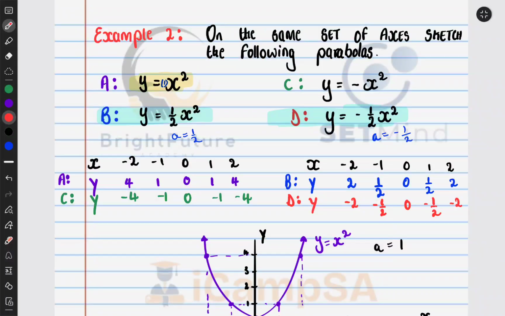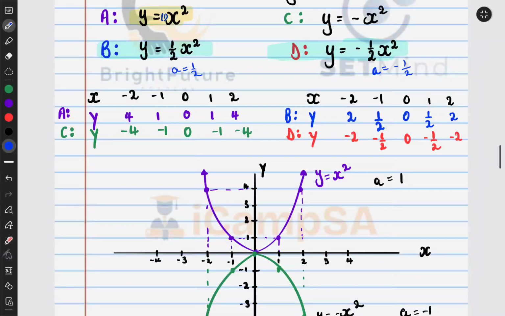Okay, and then from there, let's go ahead and plot these functions. Start with the function of b, where x is negative 2, y is 2, so negative 2 corresponds with 2, and then negative 1 corresponds with half, so it's going to be here. Then 1 corresponds with half, and 2 corresponds with 2. Oh, and I forgot to put 0 and 0 there. Then from there, you simply join your points. It's going to be something like that.